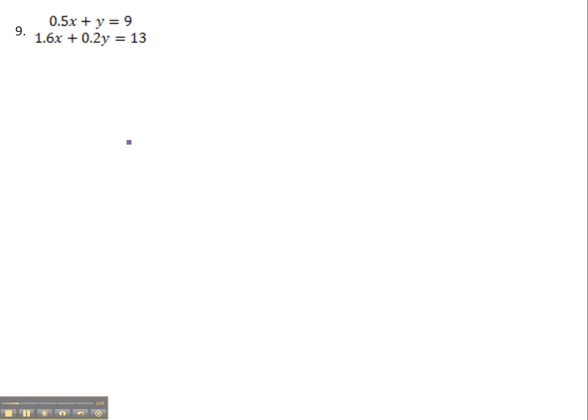Now let's look at example 9. It's a system of equations, and you take a look at it. Maybe you want to do it by elimination, but you don't have to. This one you can do pretty easily by substitution. If we just take this over to that side and we have y by itself, it'd be y equals 9 minus 0.5x. I can take that, substitute it in for y into the second equation.